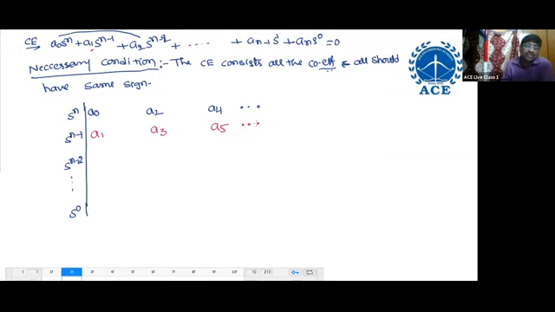Then S power n minus 2 coefficient: first A1, A2 minus A0, A3, divided by A1. So write it: A1, A2 minus A0, A3, divided by A1.